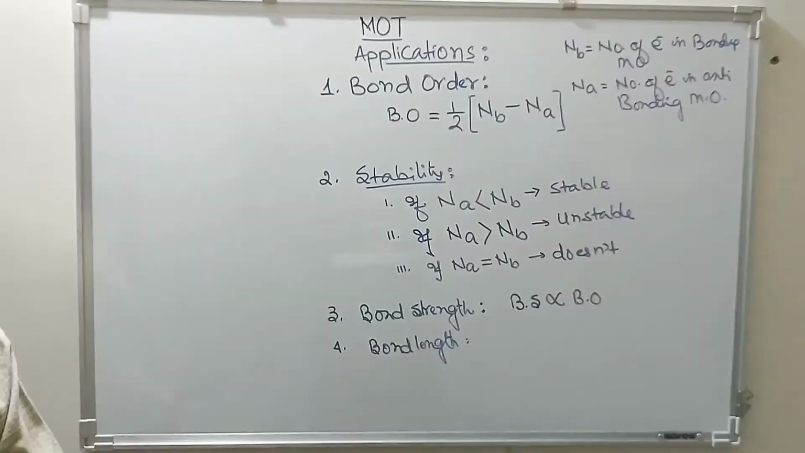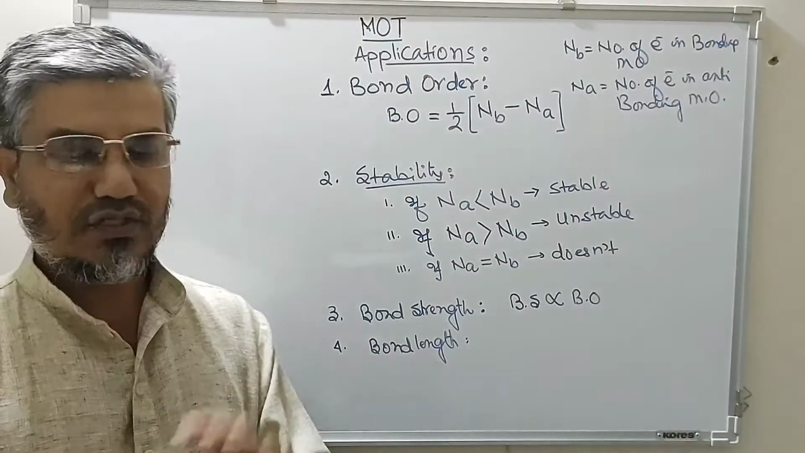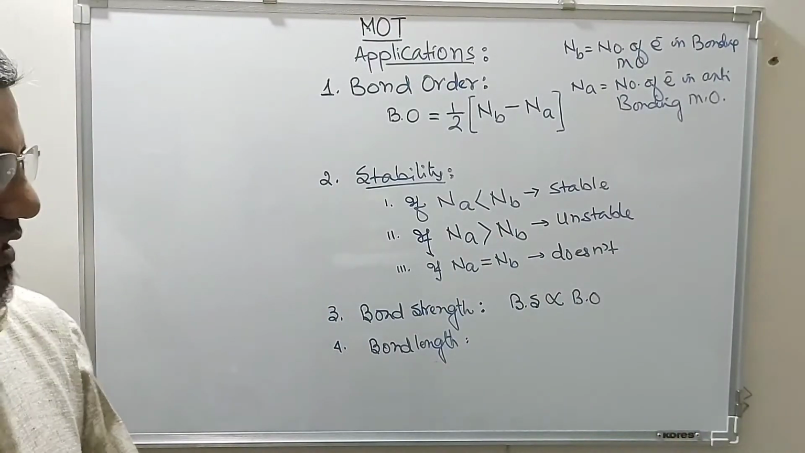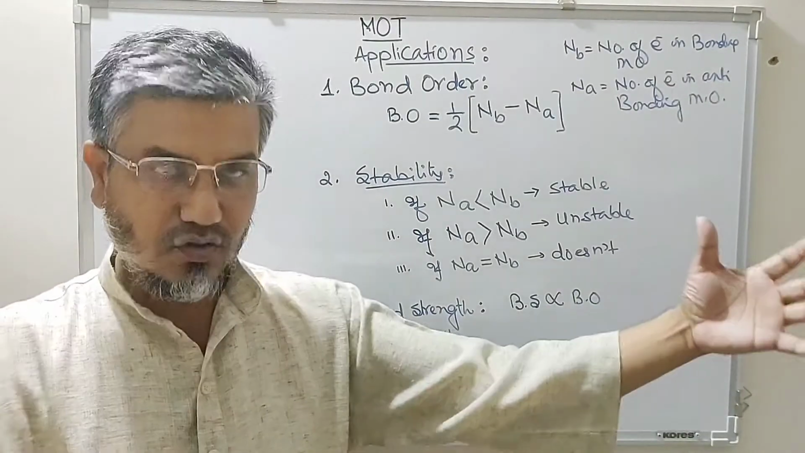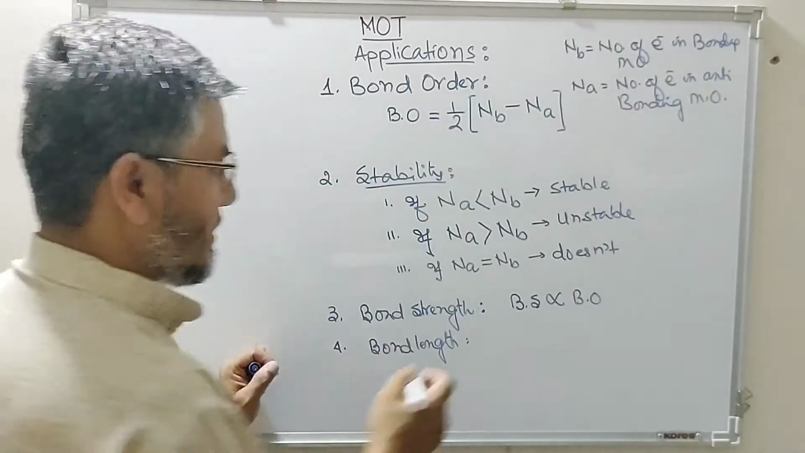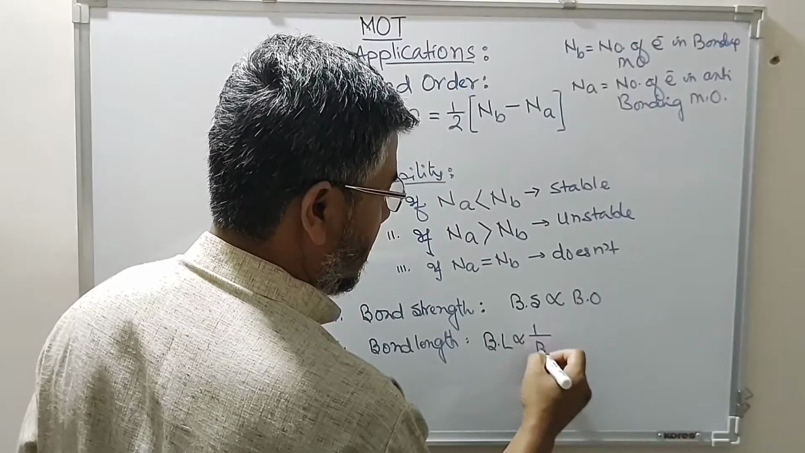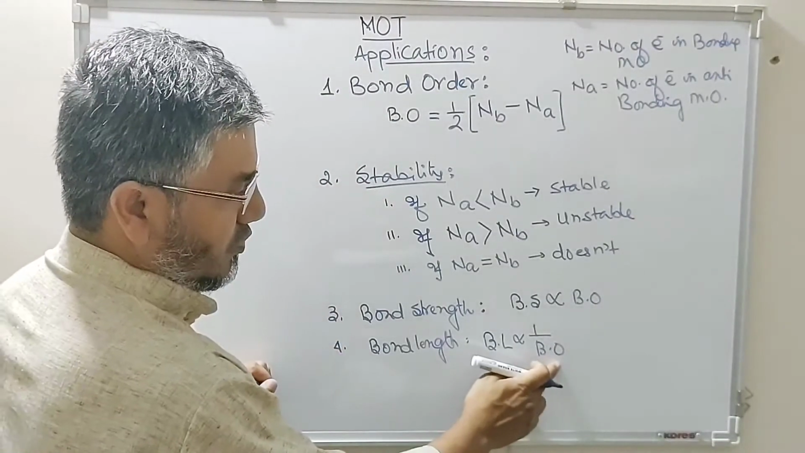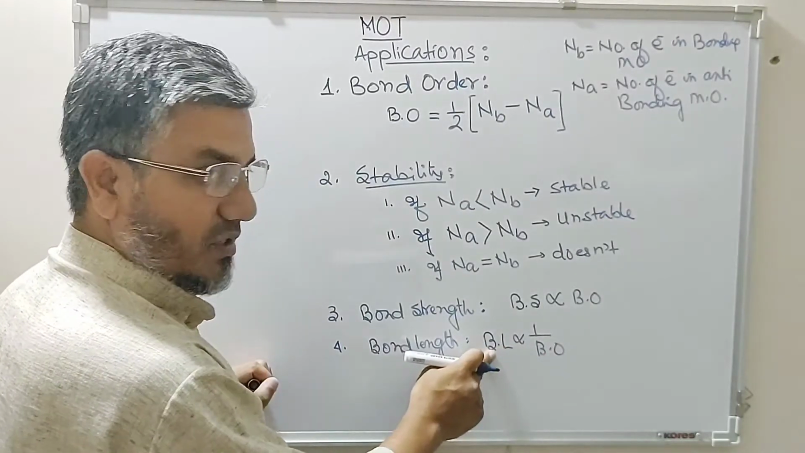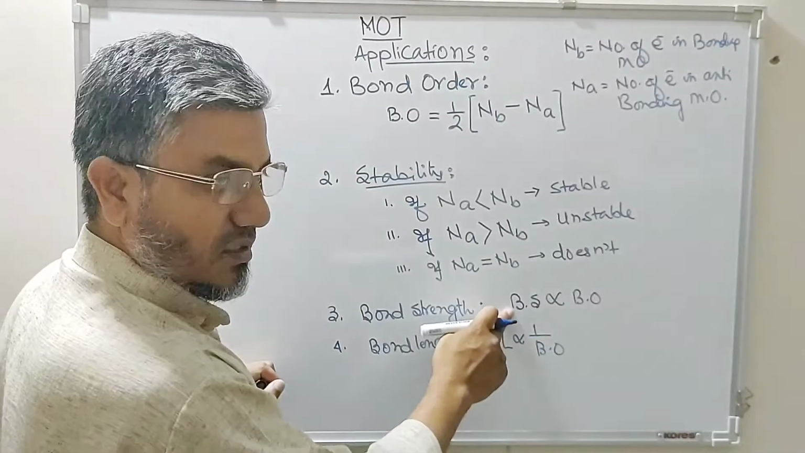Now look at this. If the bond order is more, the bond becomes shorter. So bond length and bond order are inversely related. If the bond order is less, the bond will be longer. Greater the bond order, shorter the bond length; lesser the bond order, longer the bond length. So bond order and bond strength are directly proportional.